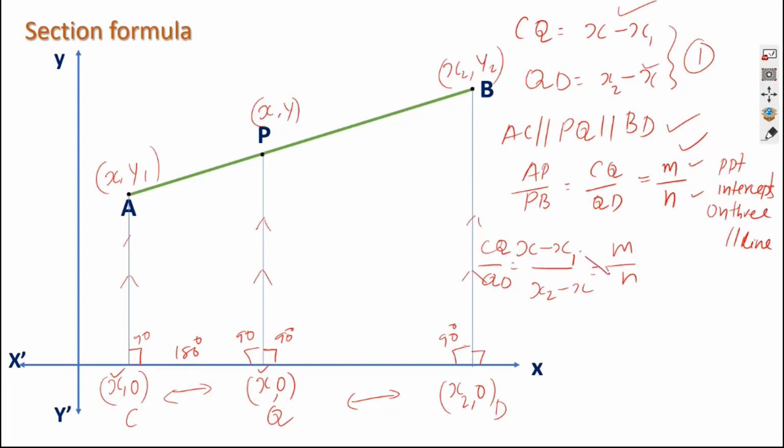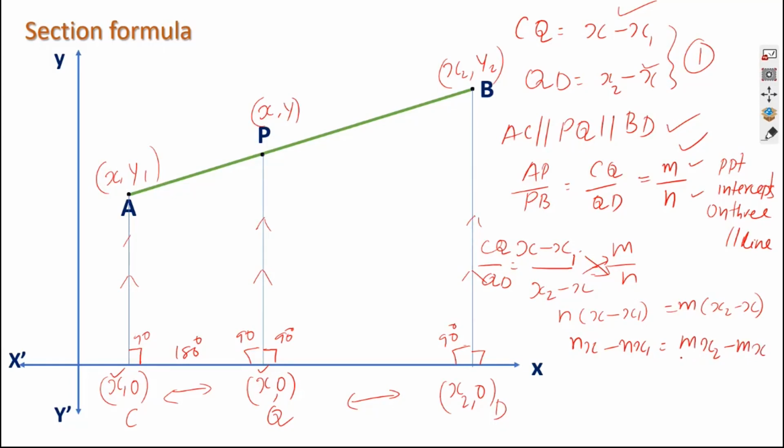That means we can do a cross multiplication here. So we will write it in the form of n into x minus x1 is equal to m into x2 minus x, right? If I think of rearranging it in such a way, I can write this as nx minus nx1 is equal to mx2 minus mx, right? I can write it like this.